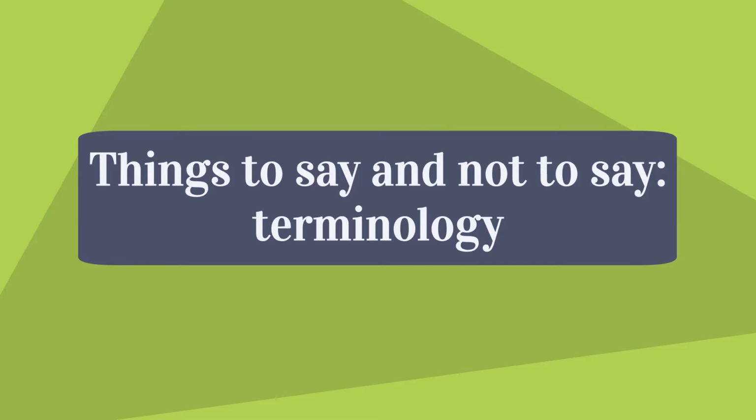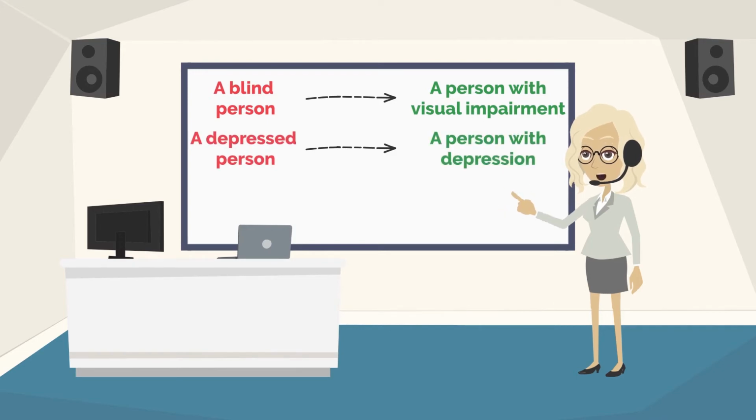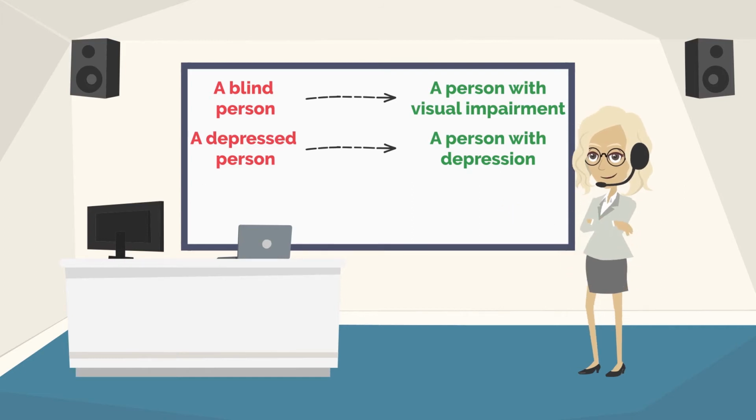Appropriate terminology guidelines. It is good practice to use person-first language. Instead of referring to a blind person, say a person with visual impairment. A person should not be referred to as a depressed person, but instead a person with depression. The key is not to forget that people are much more than their vulnerabilities. Vulnerabilities are just a part of what makes everyone uniquely who they are.